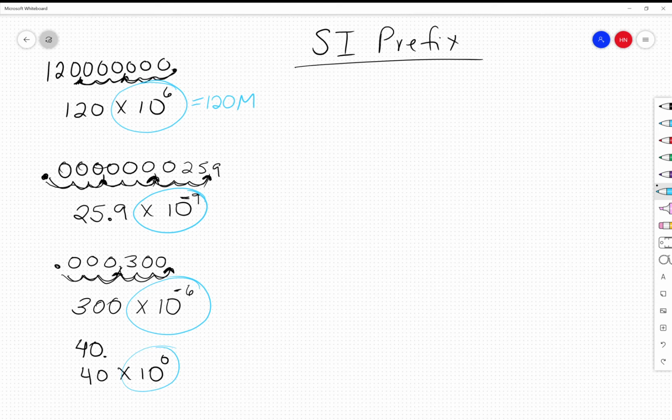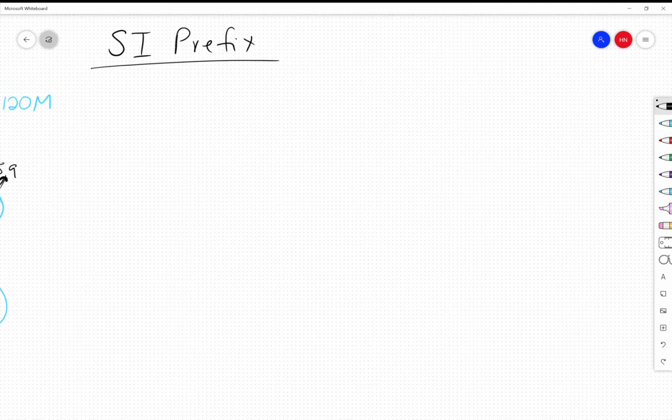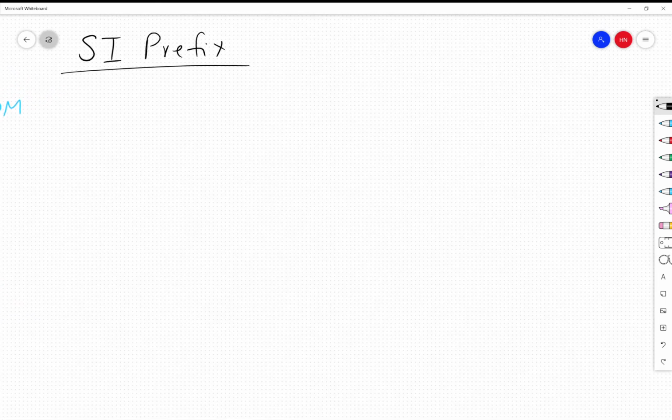So what we're doing in SI prefix notation is being super efficient by not having to even write the number times 10 to the exponent. We just use a letter as a prefix that means the number. So let me give you a list of all the prefixes that we will be using in this class. Let me start in the middle and go up and then down.